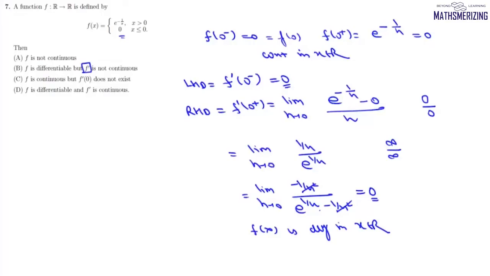Now if we look at f'(x), it will be defined as e to the power minus 1 by x into 1 by x² when x is greater than 0, and will be 0 when x is less than 0.